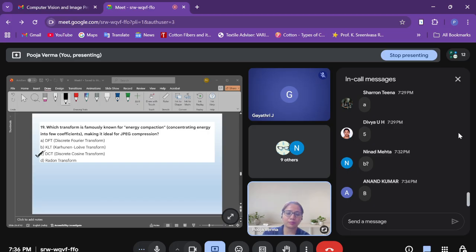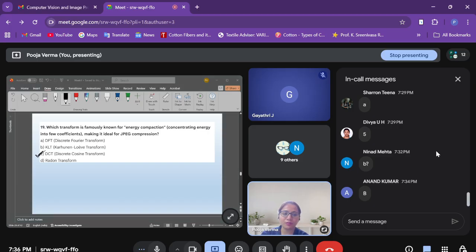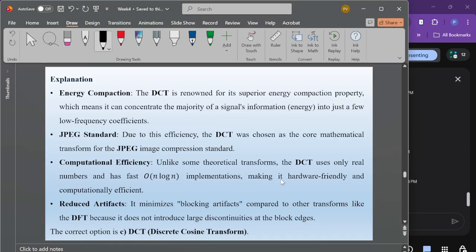DFT is not computationally efficient because it takes both real and imaginary values, as we have seen. But in DCT, we take only the real values, that is, cosine values. That's why. So now moving to our next question. Is it fine? Have you understood this question? Okay, now moving to our next question.